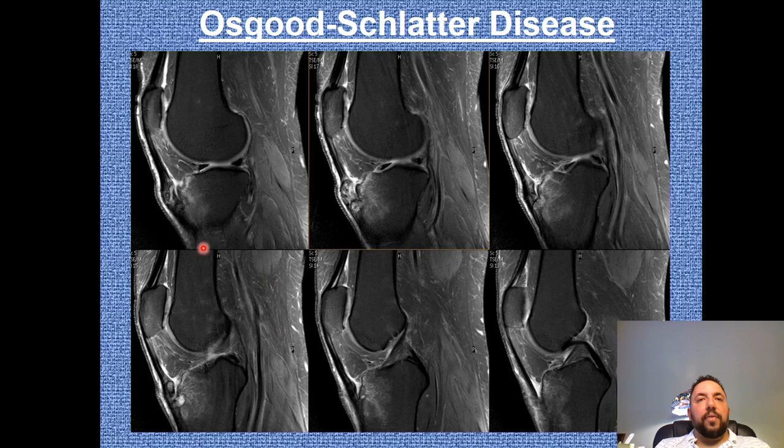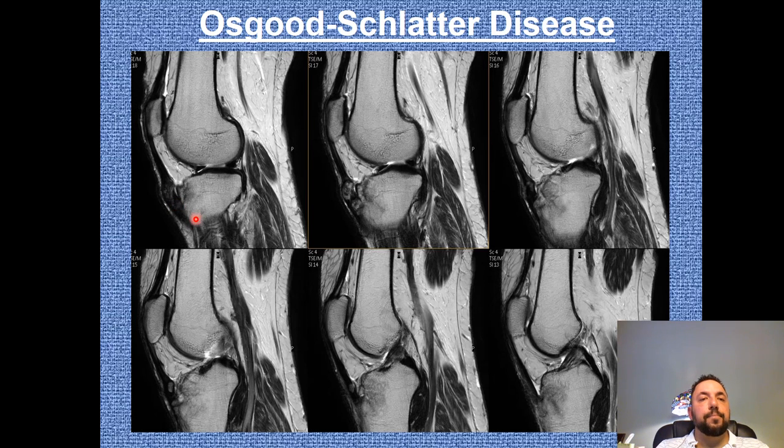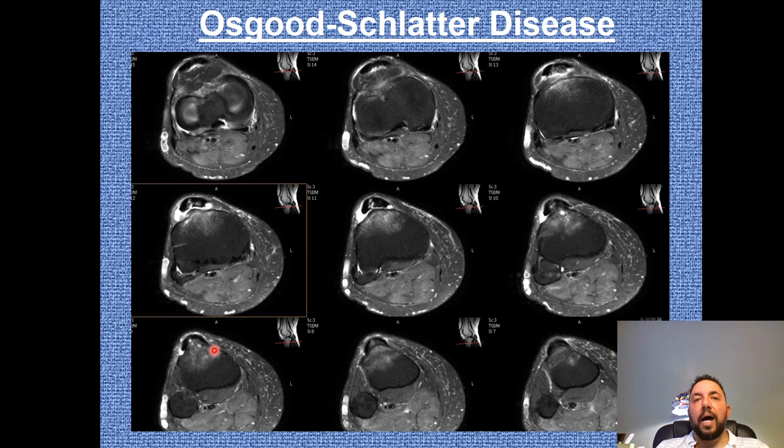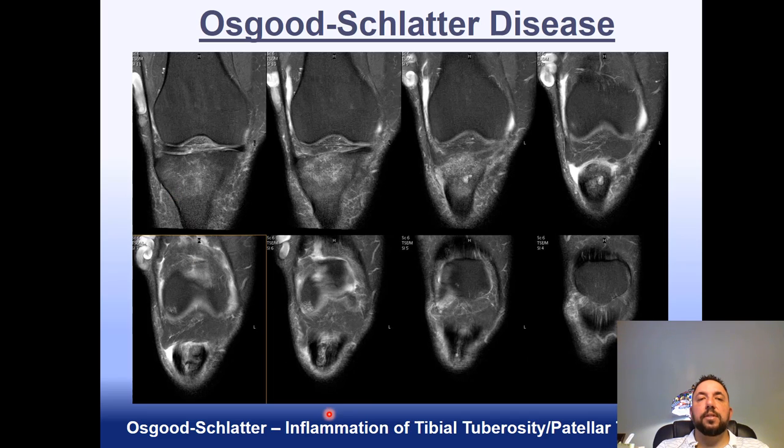One last pathology I think is Osgood-Schlatter disease. Here you see some pretty significant pathology in the distal insertion of the patella tendon. So this pathology in the patella tendon that's inserting into the tibia or the tibial plateau, the tibial tuberosity, is Osgood-Schlatter disease.